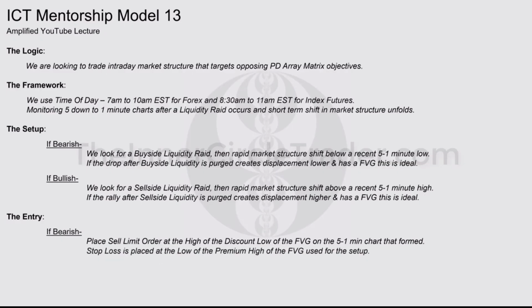Stop loss is placed at the high of the premium high of the fair value gap used for the setup. So what am I saying here? We're bearish. We're looking at the candle that creates the highest range of the fair value gap. In other words, it's the first of the three candles. The uppermost candle frames the highest point, or the premium high, of the fair value gap when we're bearish. We're using that candle's high. That's the stop loss. Not one tick above it, not a full handle above it, right at the high.